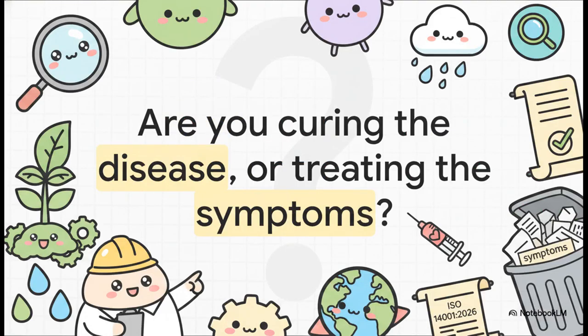So, as we wrap up this explainer, I want to leave you with something to think about. Take a really hard look at your own environmental management system and ask yourself, are your internal audits actually driving real, lasting change? Are your auditors acting as true investigators, armed with objective evidence and laser-focused on root causes? Or are they just sort of ticking boxes on a static, unchanging schedule? Because under ISO 14001:2026, the only way to achieve true environmental resilience is to stop treating the symptoms and start curing the disease.